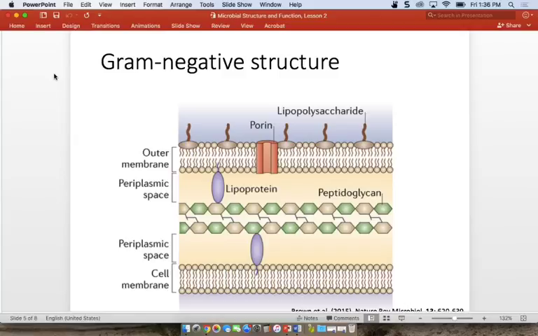Alexander Fleming. Anybody know what Fleming's known for? Penicillin. So he is the one that basically left the plate out, went on holiday, as they call it in England, and came back and there was mold growing, and then bacteria wouldn't grow around that mold, and voila, discovery of penicillin.